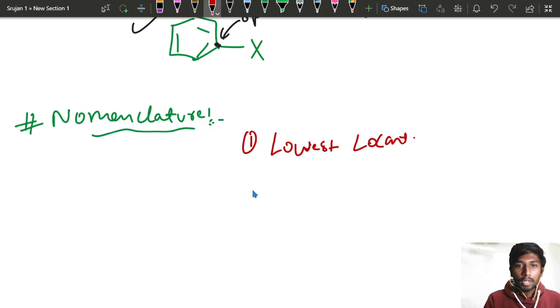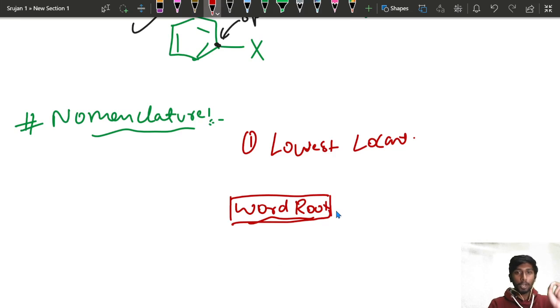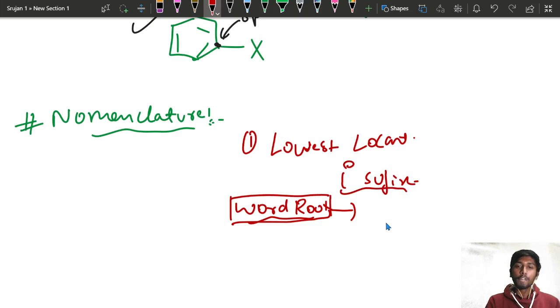Now first we have to go with the word root. So what is the word root? It is the number of carbon atoms present in that compound. First you follow the word root. After this word root, you go with the suffix, that will be the primary suffix. Which will be the primary suffix? It can be ane, that is for alkanes. For alkenes, it will be ene. For alkynes, it will be yne.